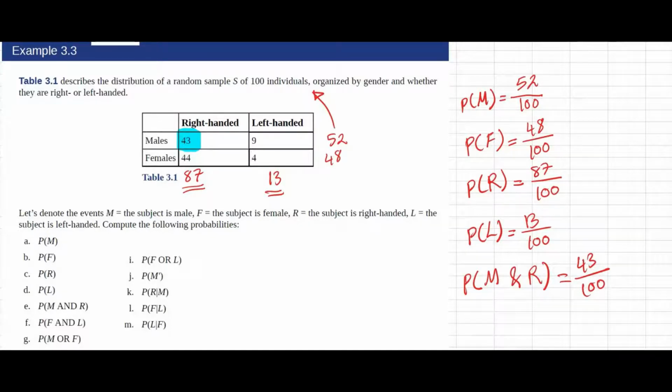The next probability is, what is the probability that we're selecting a female and left-handed. So how many females are left-handed in this survey? We have 4 females who are left-handed.